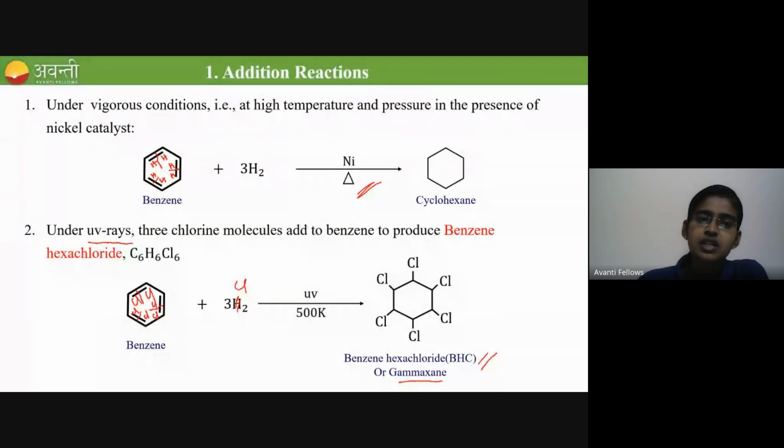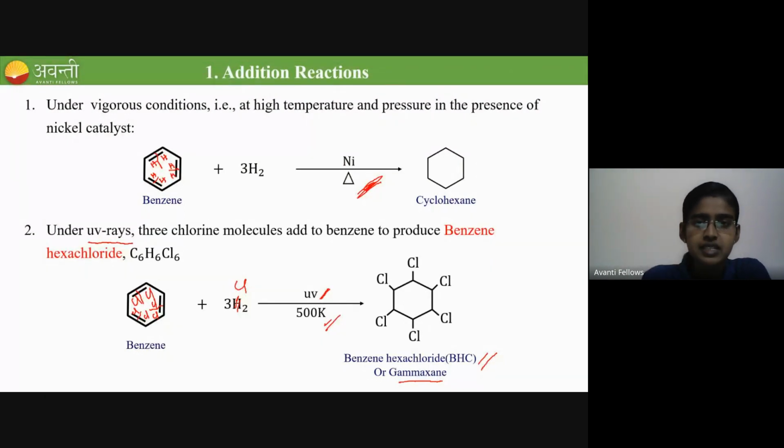So these are the two addition reactions. One is the addition of hydrogen and the other one is addition of halogen for benzene. Okay. Here we are giving heat energy and here we are providing ultraviolet rays and then we are heating up to 500 Kelvin.